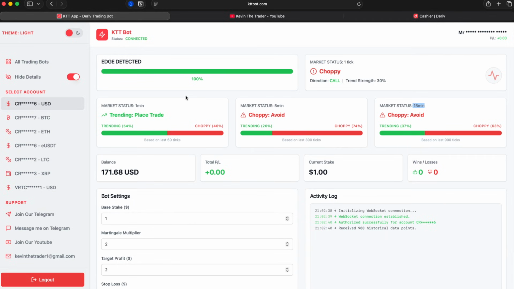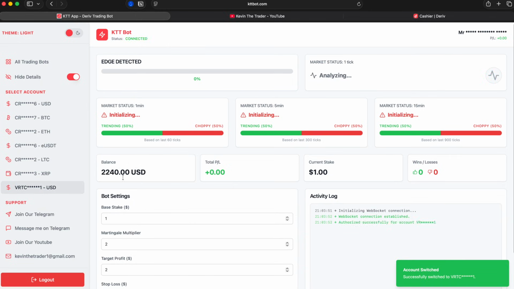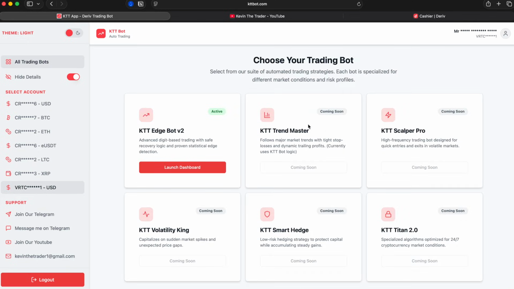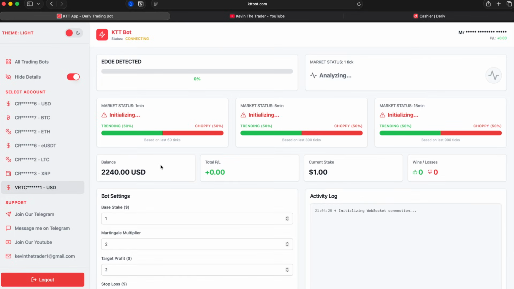Because we are testing, I'm not just going to my real account here. I'm going to my virtual account. As you can see, I've been testing this bot a lot, and this is how it will go. I've also been testing it on other platforms. We are also developing the KTT Trend Master and testing it there. That's why you see my account is this much.